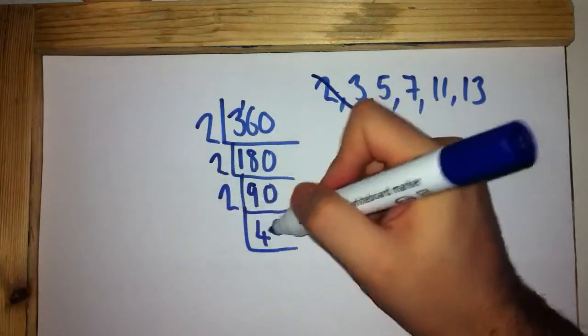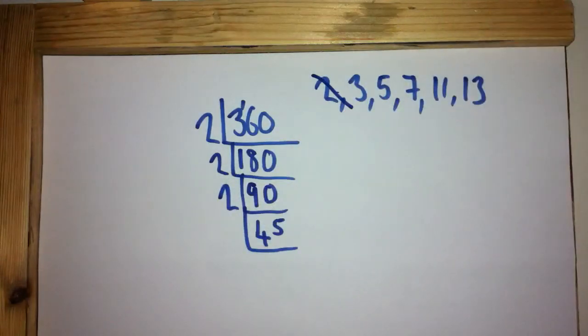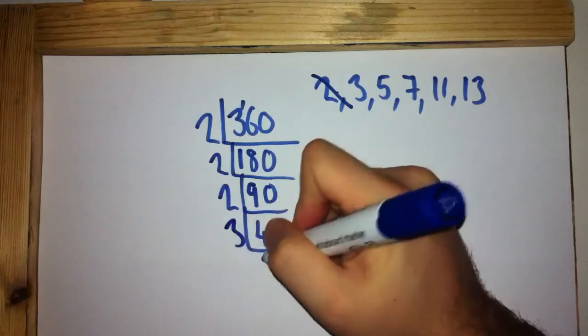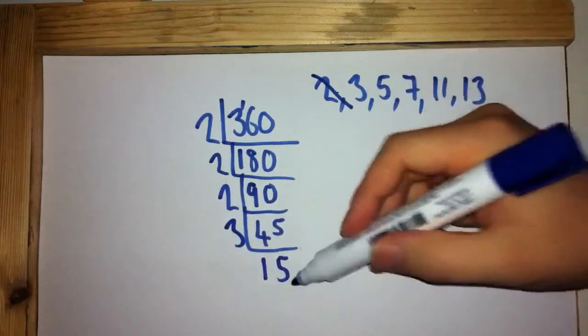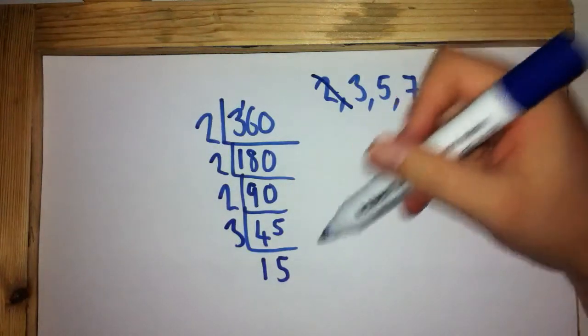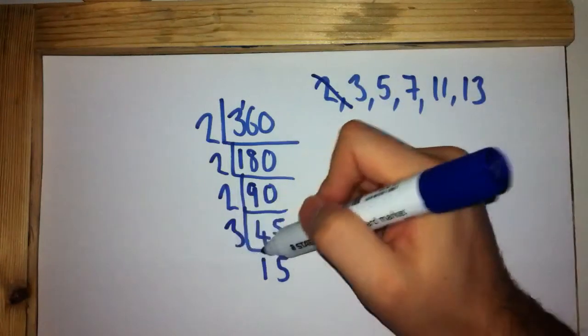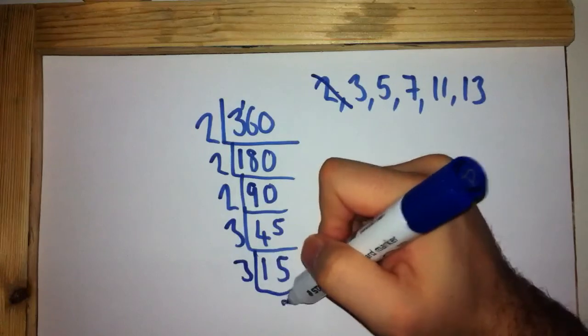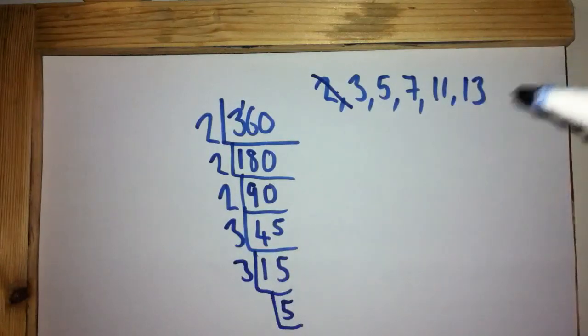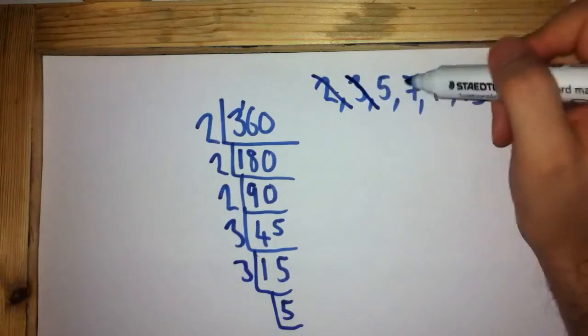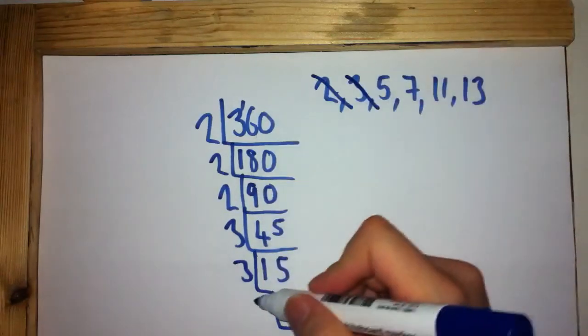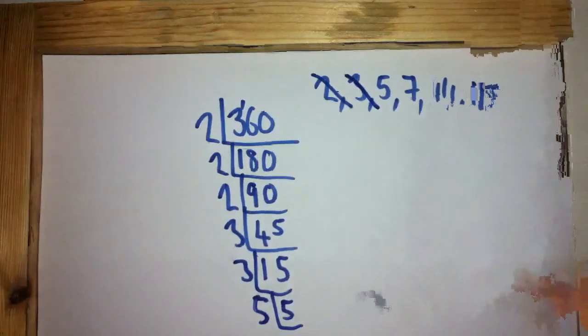3's into 45. Yes, I can, because I add the 4 and a 5 to get 9. It's in the 3 times table, so I put 3's into 45, 15. Once again, don't jump to the 5 here. Stay with the 3's. 5 plus 1 is 6, so it's in the 3 times table, so I can do it by 3. And here's my 5. Now, 5, I have to cross out the 3 and go for the 5. So I put a 5 here, and I get a 1 at the bottom.